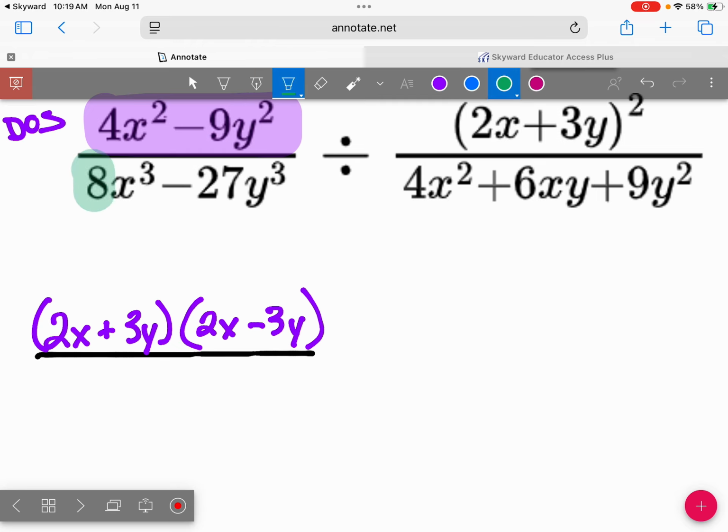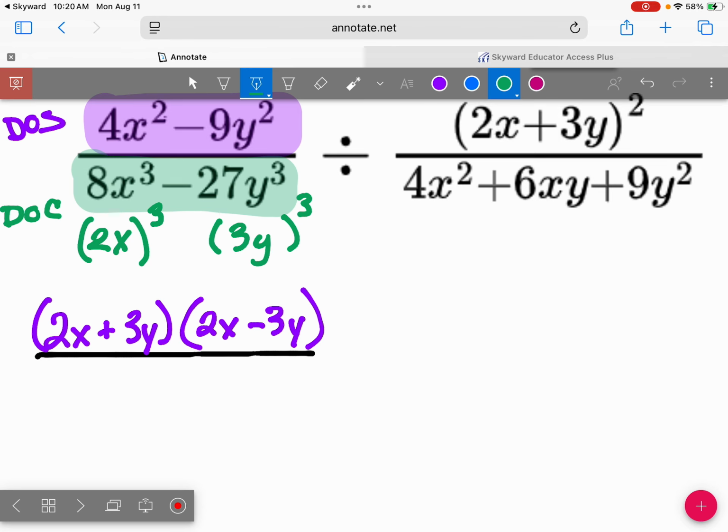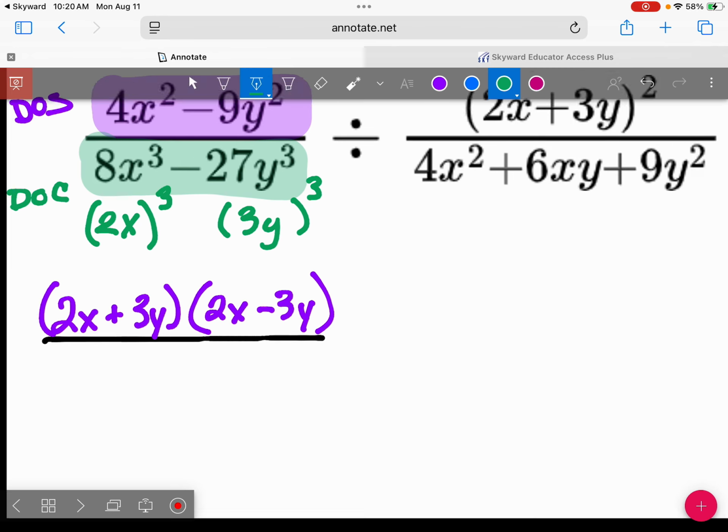Then let's look at our denominator here. What do we notice here? Difference of cubes. So this is the same thing as if I had not 4x squared, but 8x cubed. It comes from our 2x being cubed. And 27y cubed comes from what being cubed? 3y. Oh, familiar pieces. Oh my gosh, what?